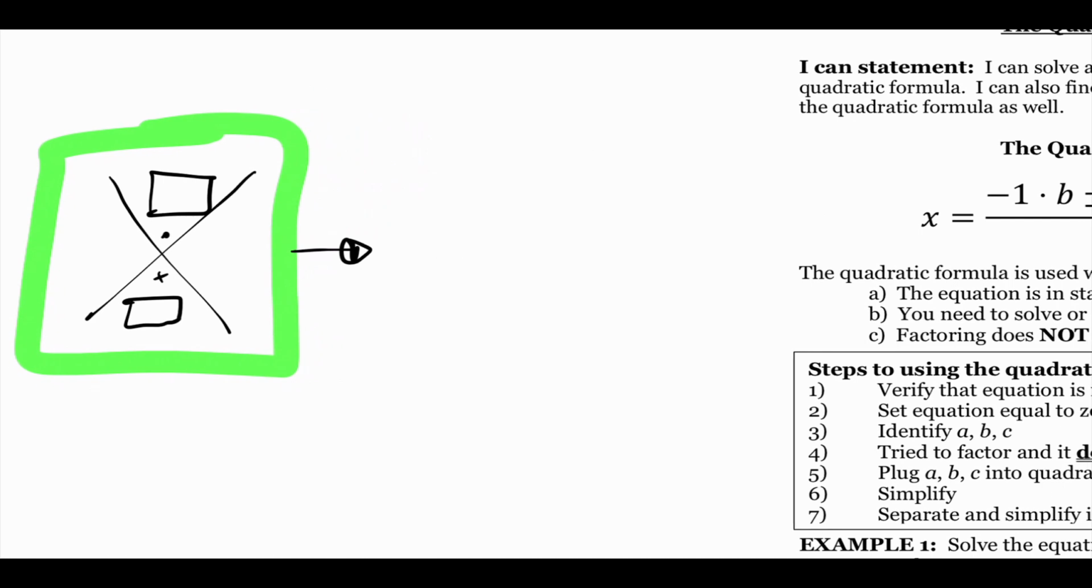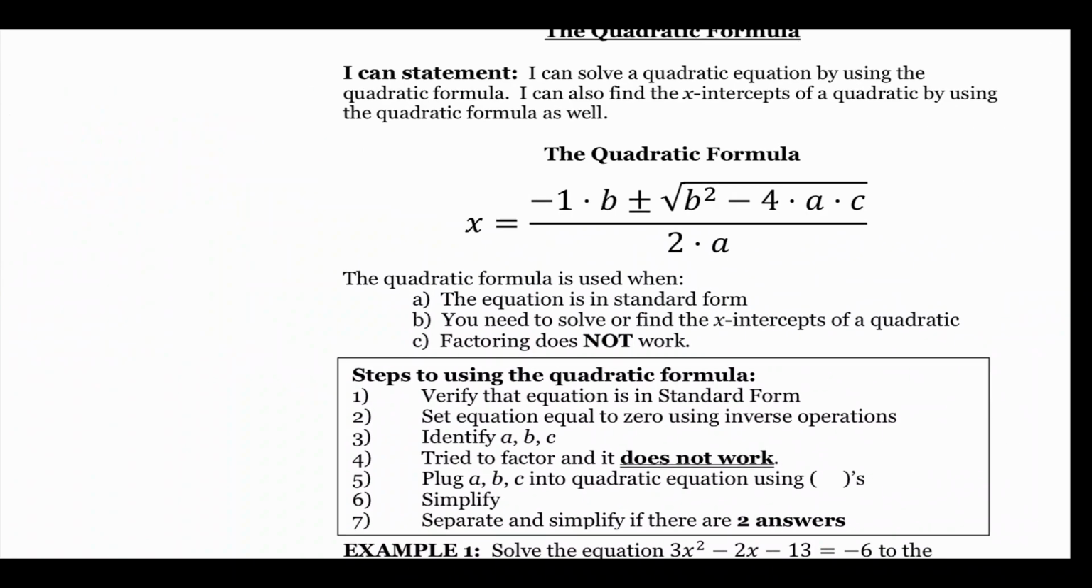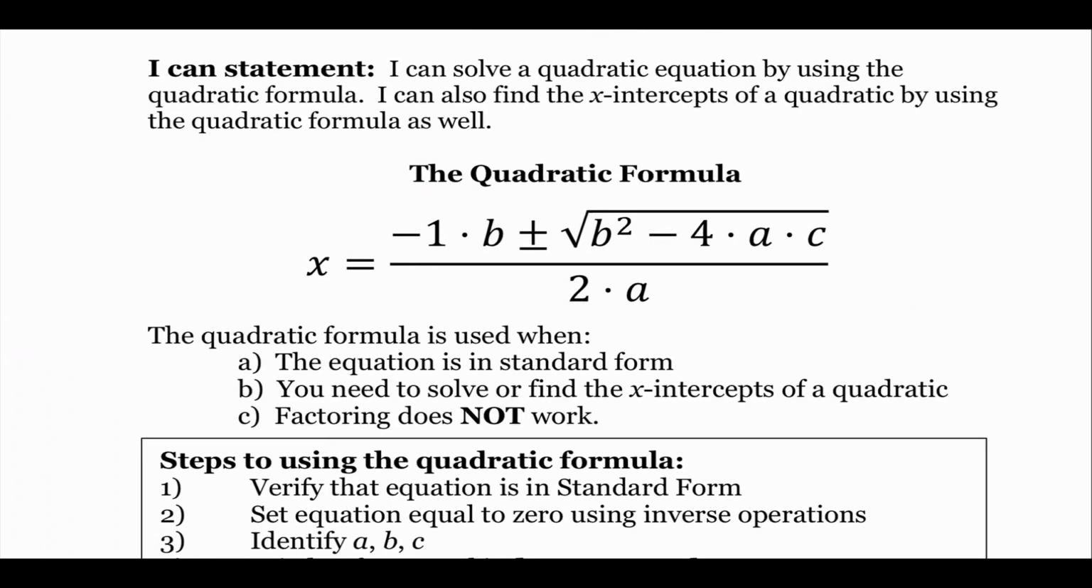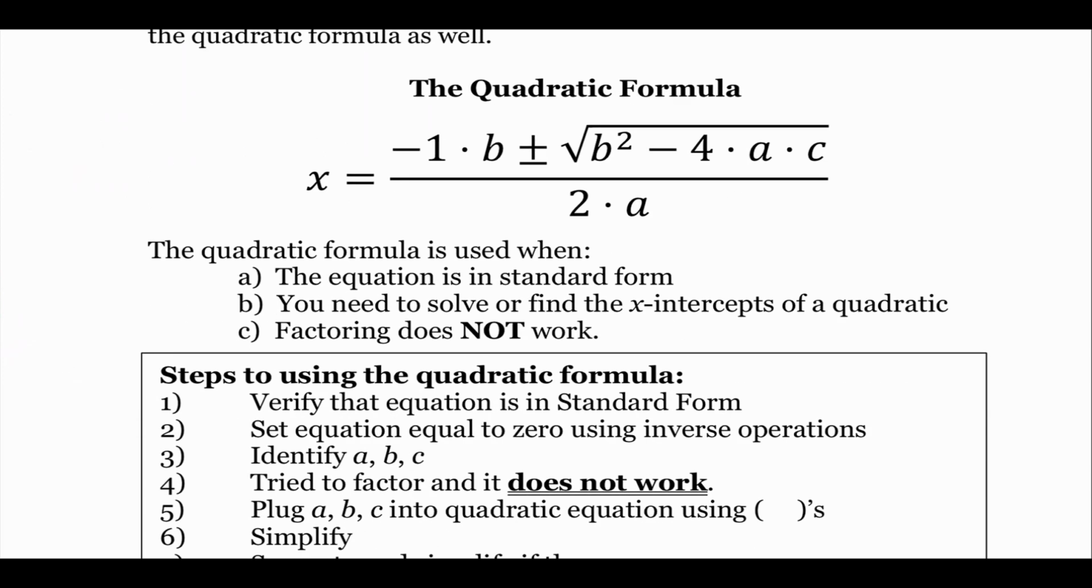Okay, so a lot of today might be like, I've done that before. You probably have. So that's the only time we use the quadratic formula, and that's the quadratic formula right there: -1 times b plus or minus the square root of b squared minus 4 times a times c, all over 2 times a. So when do we use it?